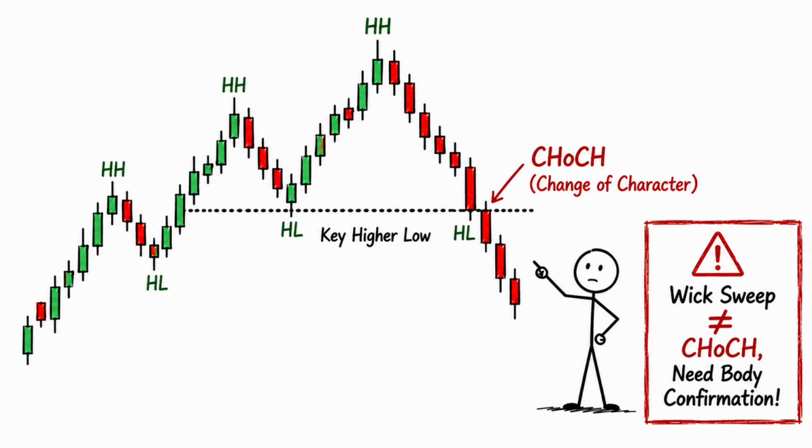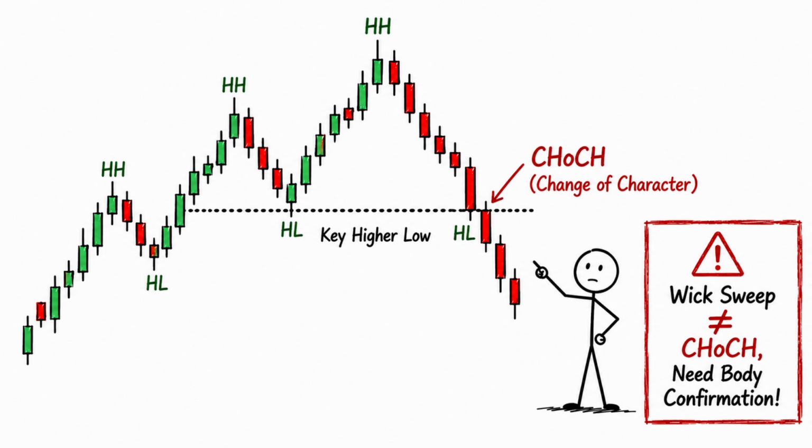Then we have CHoCH, change of character. This is used to describe a potential shift in market behavior. For example, the market has been making higher highs and higher lows. Then price breaks an important higher low. That can signal a potential bearish change of character.